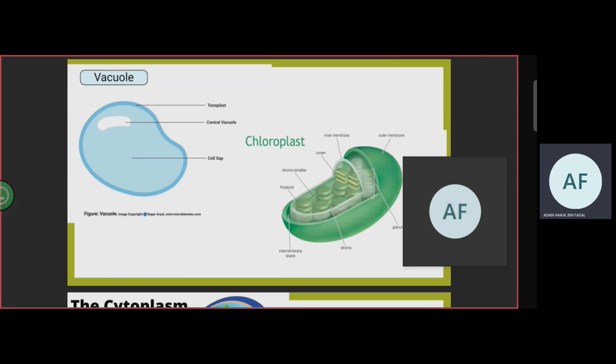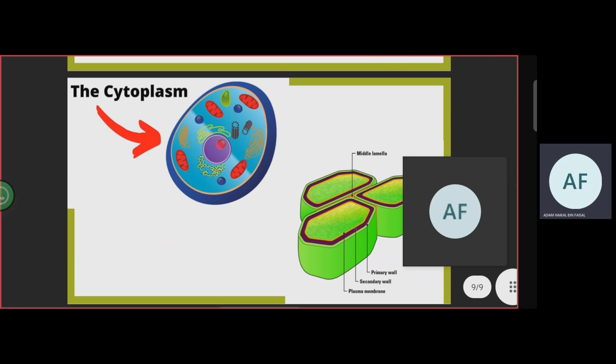Next, we have the chloroplast. The chloroplast is oval in shape, consists of two layers of membrane, and contains chlorophyll pigments in the grana that give the plant a green color. The function of chlorophyll is to absorb sunlight and convert it to chemical energy during photosynthesis.